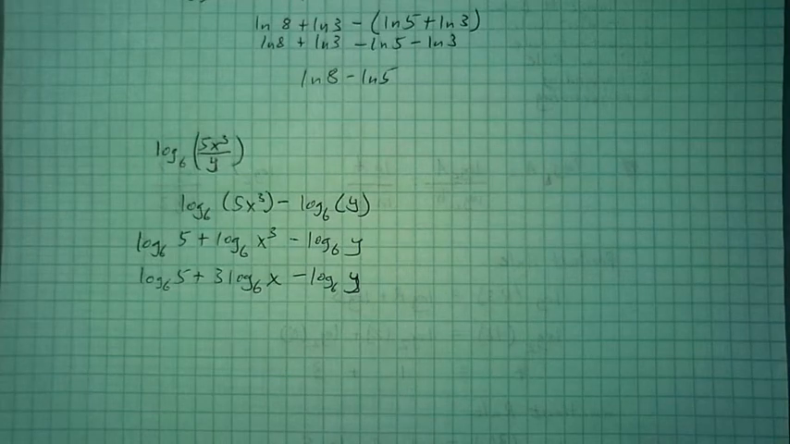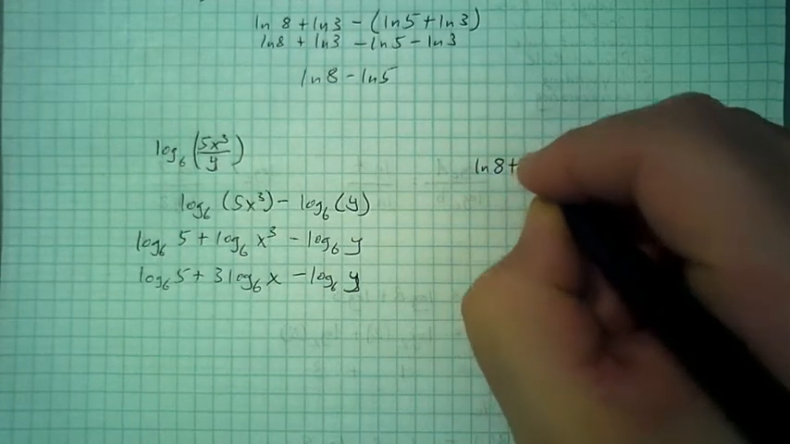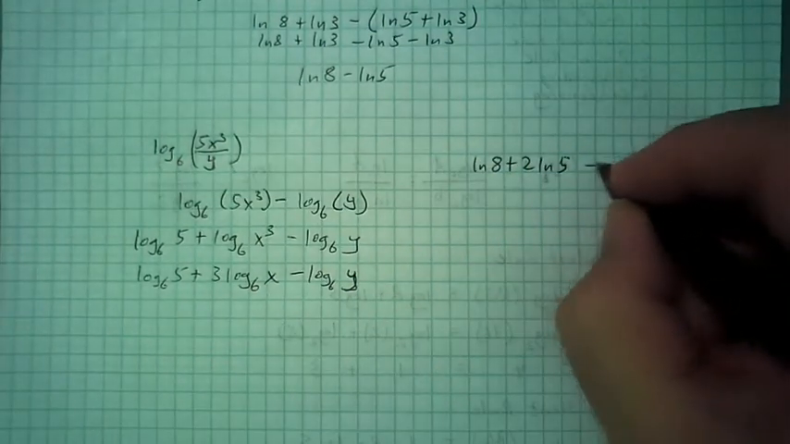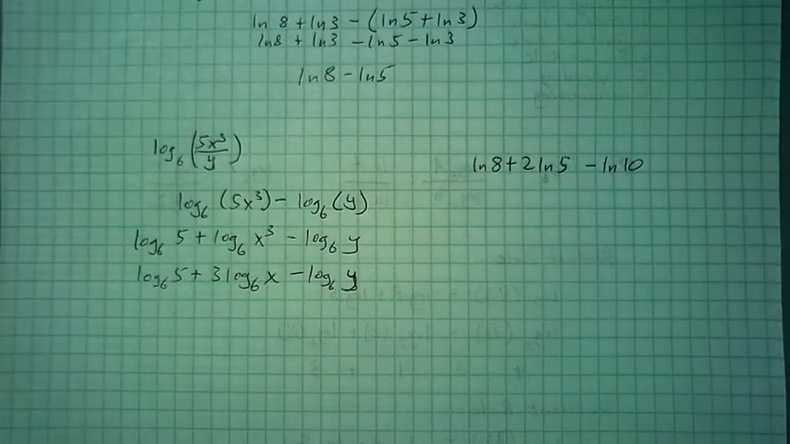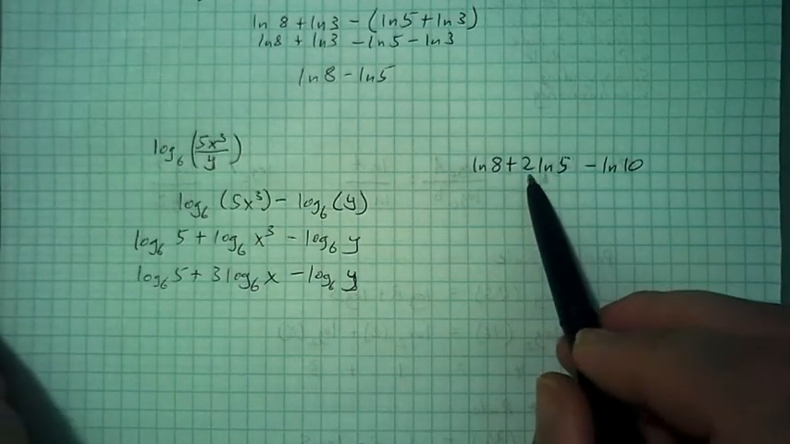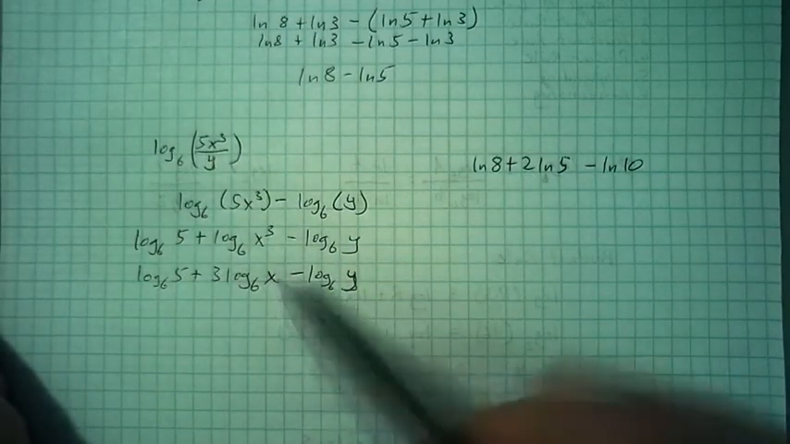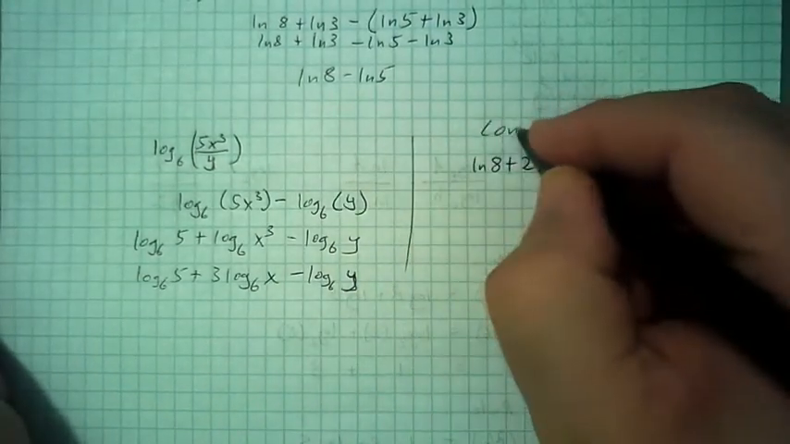Condense the logarithm ln 8 plus 2 times the ln of 5 minus the ln of 10, for example. We notice the coefficients are what I'm going to do first. I'm going to do it in the reverse order. The last thing I did here was the coefficient. The power became a coefficient. It's the first thing I'm going to do with condensing.